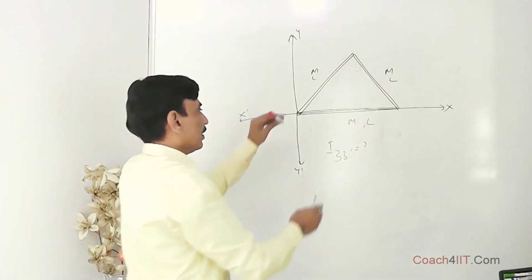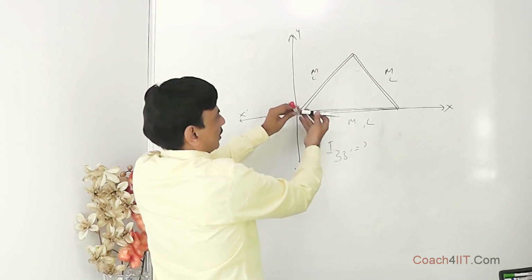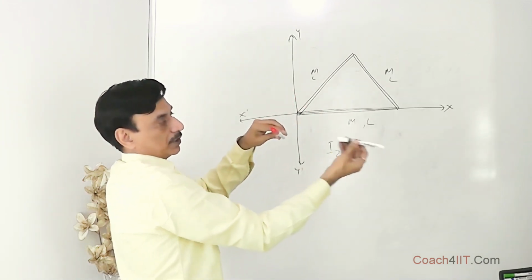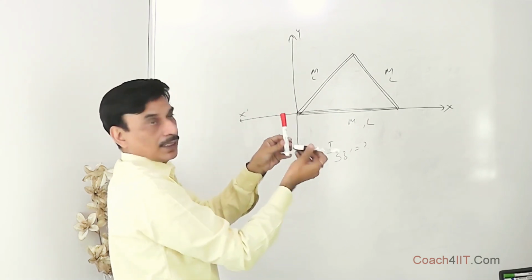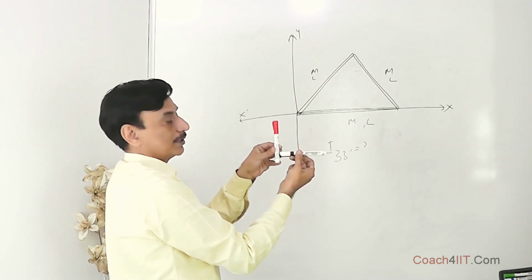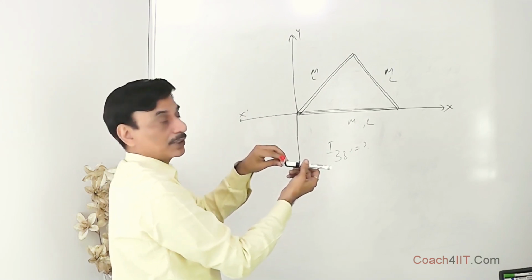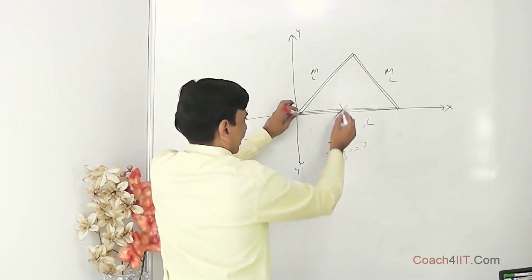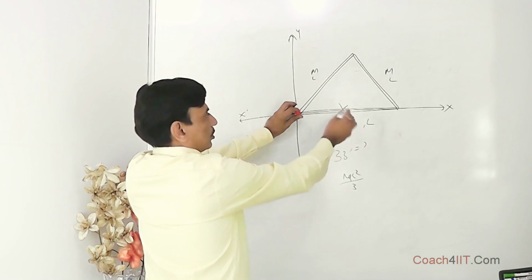Whether you take the moment of inertia of this rod about this axis or of this rod about this axis, once again the axis is passing through the end and perpendicular to the length. So the moment of inertia of this rod about this axis is ml square by 3, and for this rod about this axis it is also ml square by 3. Its job is done.